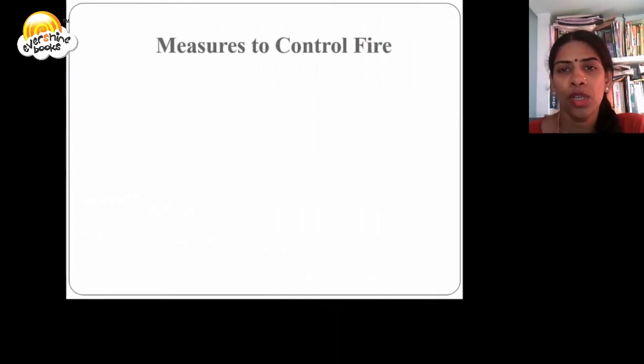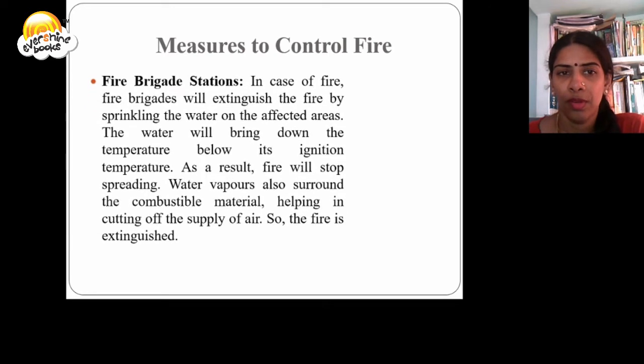What are the measures to control fire? Fire brigade station. In case of fire, fire brigades will extinguish the fire by sprinkling water on the affected areas. The water will bring down the temperature below the ignition temperature. As a result, fire will stop spreading. Water vapors also surround the combustible material. This cuts off the supply of air. So the fire is extinguished.